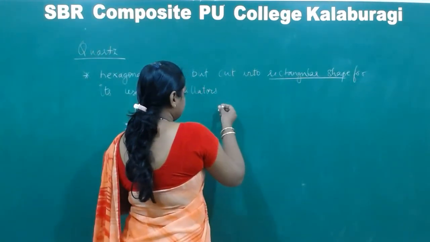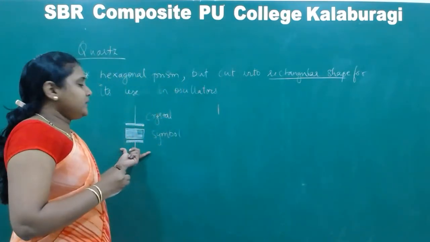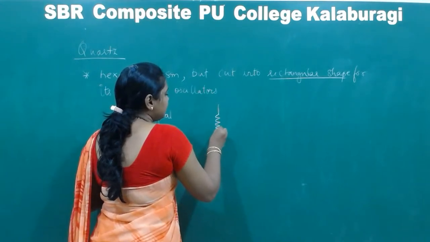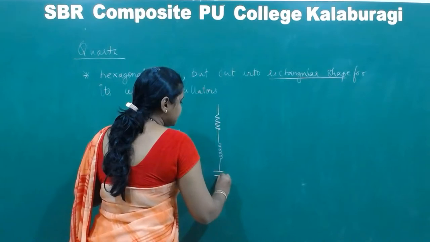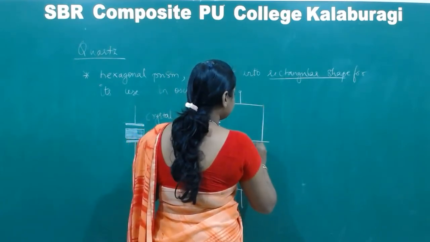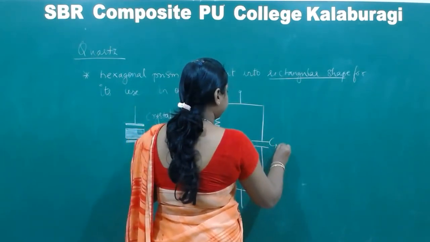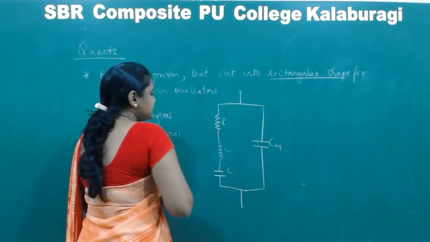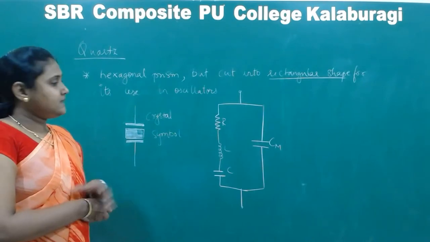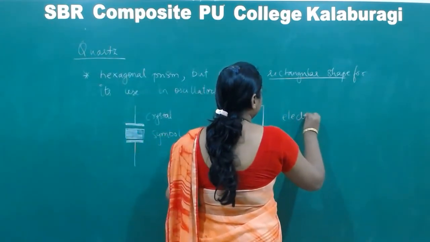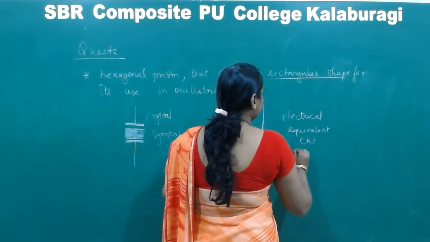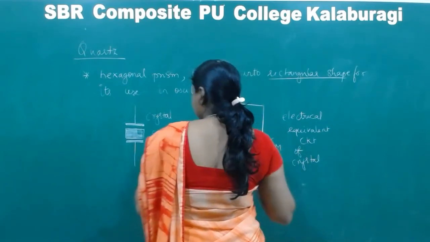Next, here the crystal is going to exhibit a property of a tuned circuit itself. Okay, it is having an R, L, and a C inside. This is called as the mounting capacitor CL. Okay, this is R, this is L, this is C. So it is going to exhibit as an LCR tuned circuit. It is basically acting as an LCR tuned circuit itself. This is called as the electrical equivalent circuit of crystal.